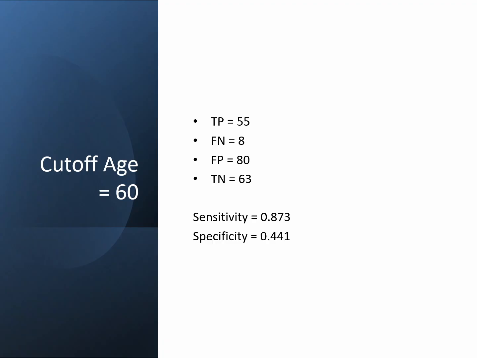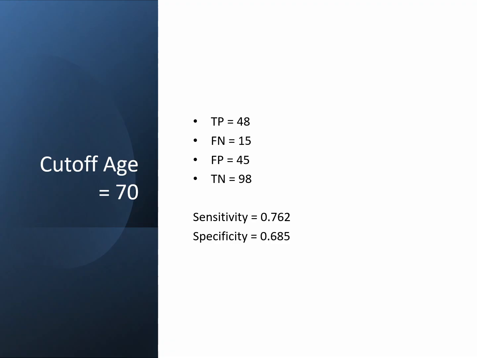At the cutoff age of 60, the balance between sensitivity and specificity improves further. Sensitivity decreases slightly to 0.873, while specificity increases to 0.441.